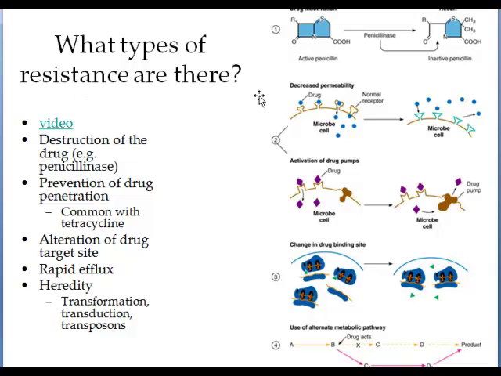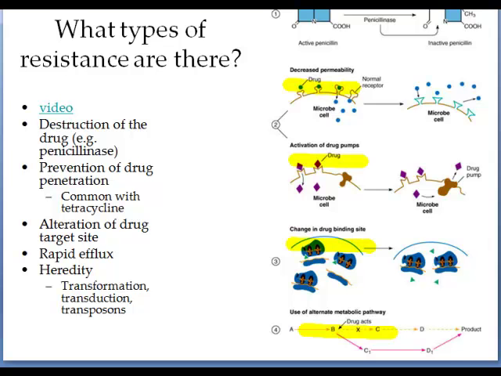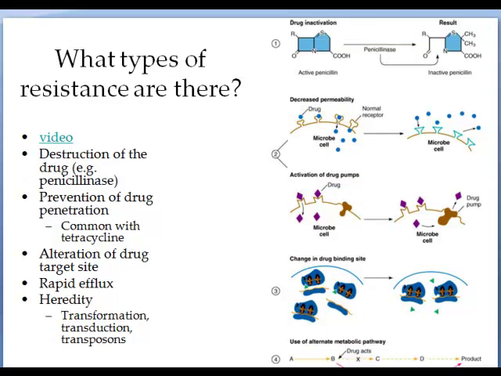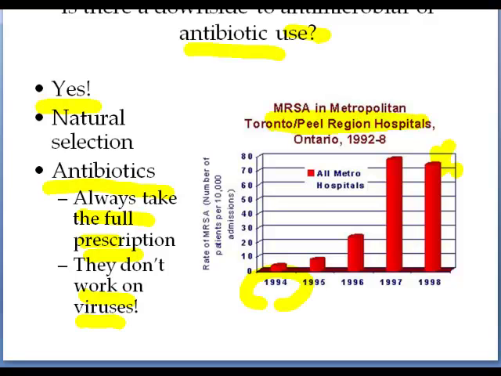What types of resistance are there? In this one, I just wanted you to get to see different kinds of resistance. For example, decreased permeability, activation of drug pumps, changes in drug binding site, and use of alternative metabolic pathways. Again, these are different types of resistance that can be produced. Actually, I'm trying to see, did I miss one? I think there's one. Yeah, no, there isn't.